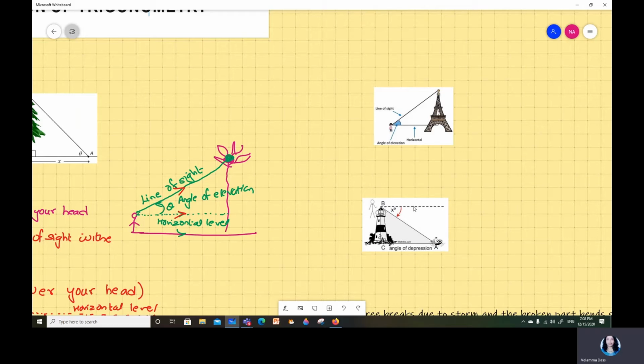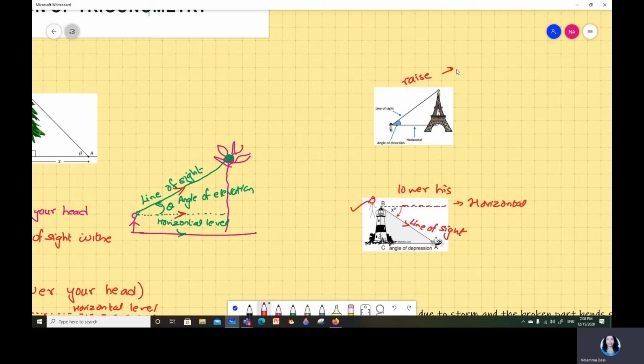Here the dotted line represents the imaginary line, actually the horizontal level. So this is the horizontal level, and AB represents the line of sight, and the angle x degrees represents the angle of depression. So here the person standing, can you see, he is lowering his head to see the object. Here the person has to raise the head to look. So raising the head means elevation, lowering the head means angle of depression.